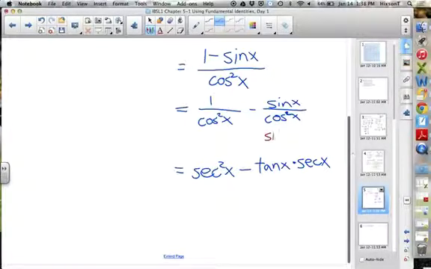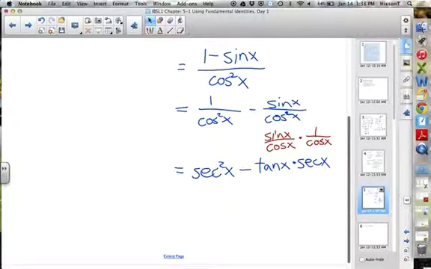This right here, we could rewrite it as sine x over cosine x times 1 over cosine x. Okay? So there's my cosine squared. I just split those up. Really, if you remember the names of your properties, really what we're using here is the associative property for multiplication. I'm regrouping things. So. All right, so does that make sense?